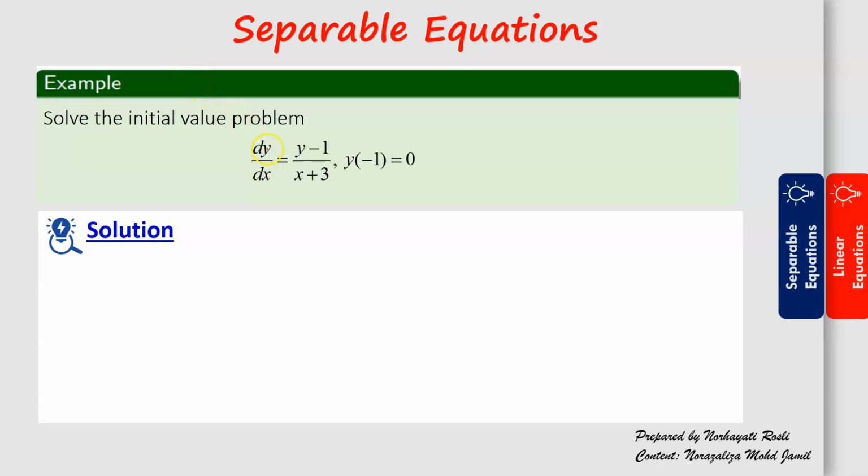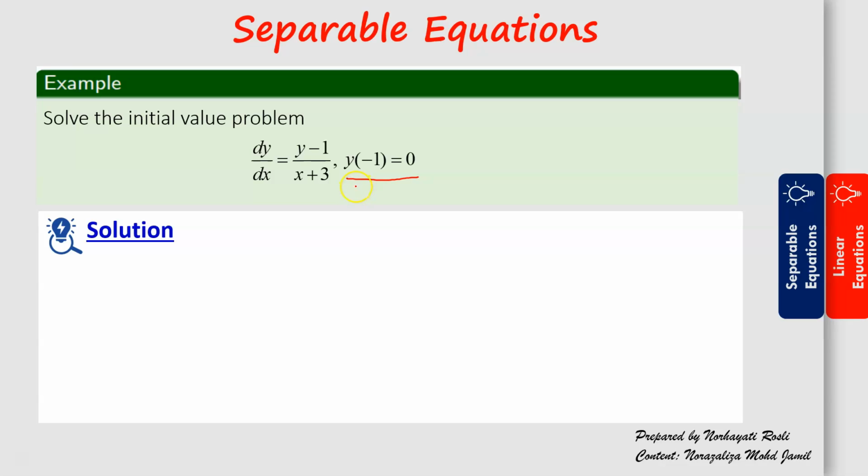Here we have the problem dy/dx equal to (y minus 1) over (x plus 3), whereas here we have additional information, that is y(-1) equal to 0. If you go back to the week 1 slide, in this case you get a particular solution instead of a general solution. In the previous example you got a general solution, but now with the initial value you will get the solution in terms of a particular solution.